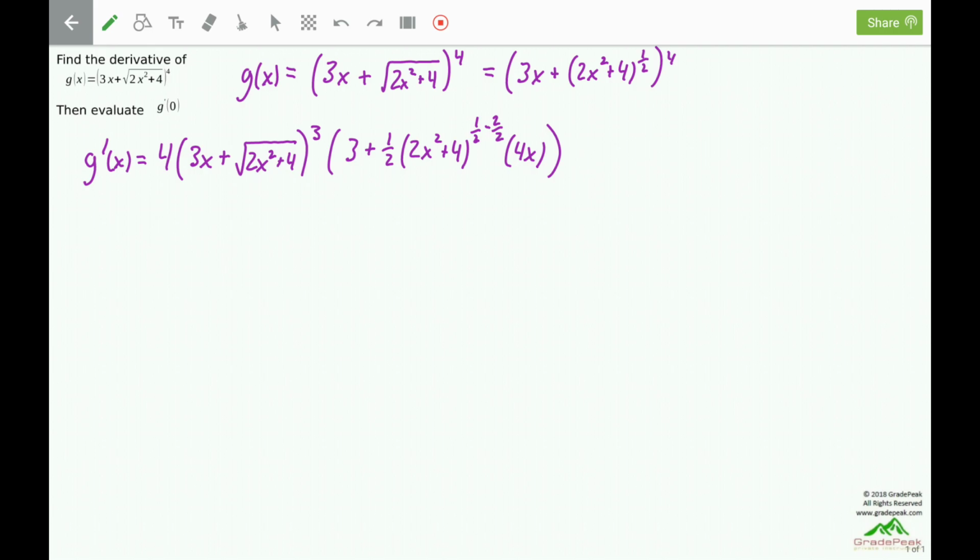Now we'll just want to take a couple of steps to rewrite and simplify the look of this. The 4, the 3x plus the square root of 2x squared plus 4, we'll leave all that alone. That's the 3 power. So within this next expression, we can simplify a little bit. So we will have 3 plus, I'm going to move the 4x to the front with the 1/2. 4x is in the numerator, so this will become 4x over 2. And then we have (2x squared plus 4) to the 1/2 minus 1, negative 1/2. Now the 4 and the 2 here can cancel down since 4 is divisible by 2, leaving a 2 in the numerator with that x.